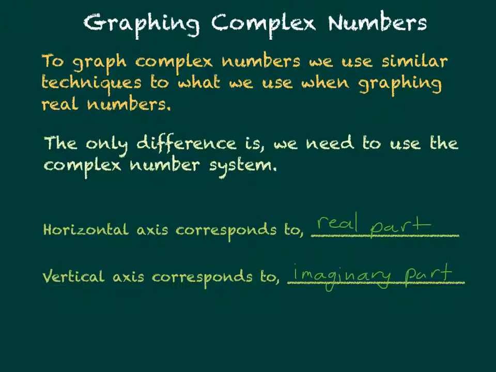Of the complex number. So that means if we have a complex number a plus bi, then that means the a is going to be the horizontal, and the b is going to be the vertical. This is a lot easier with some examples, so let's go on and do some examples.